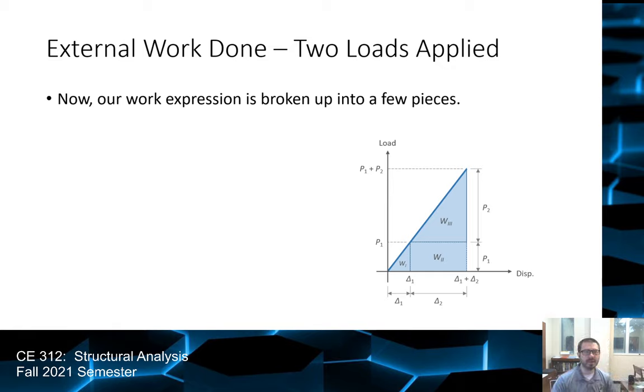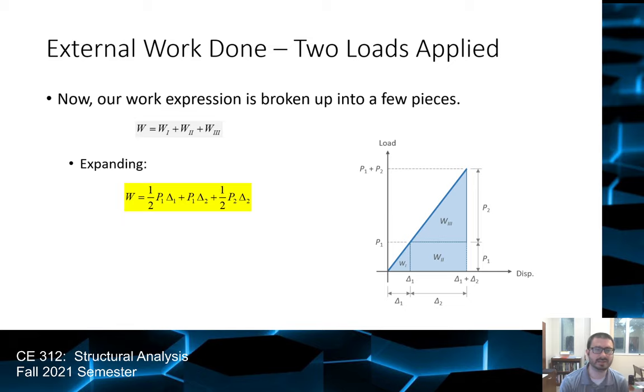And so what I can now say is that the external work done is now the sum of these three regions. So W1 is 1/2 P1 delta 1, W3 is 1/2 P2 delta 2, and then this W2 is just P1 times delta 2. So what I've tried to do here on this image is make sure that all the dimensions are placed and labeled appropriately so you can kind of see what I'm doing here.